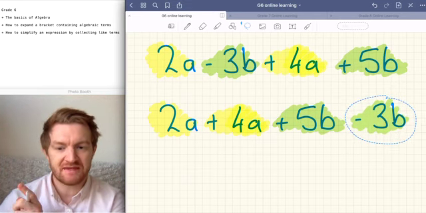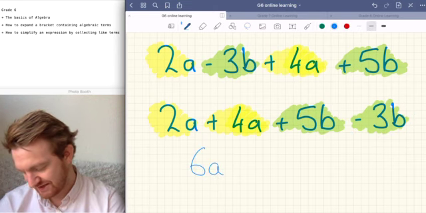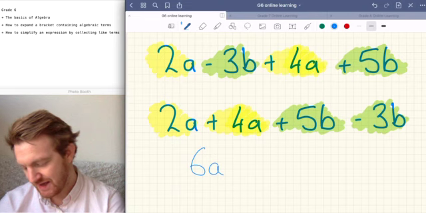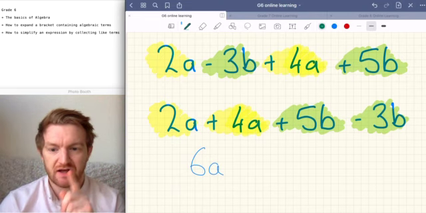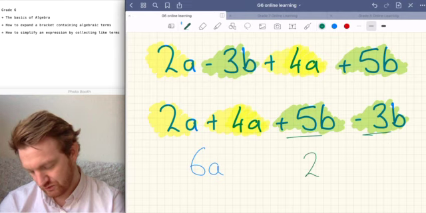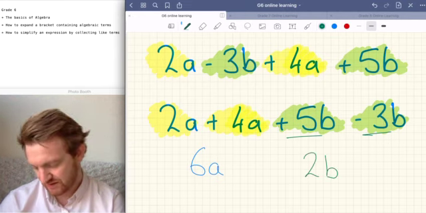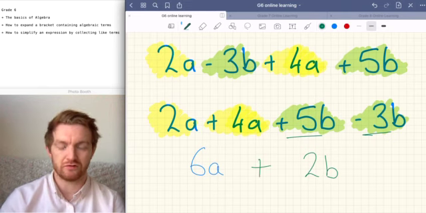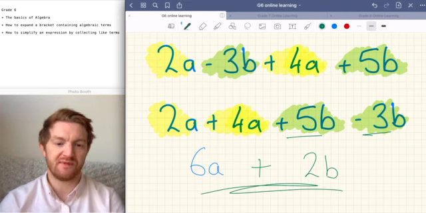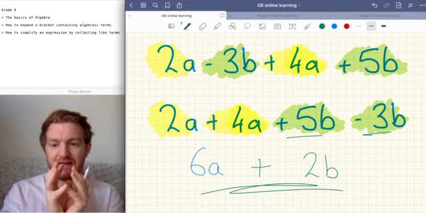Now we've got the A's with the A's and the B's with the B's, and we can see 2a and 4a makes 6a, positive. Here we've got plus 5 minus 3. 5 minus 3 is 2. But it's positive 5, negative 3 makes positive 2 altogether. And that would be your answer for this question. The A's and the B's together.